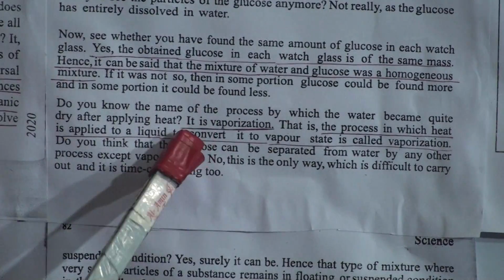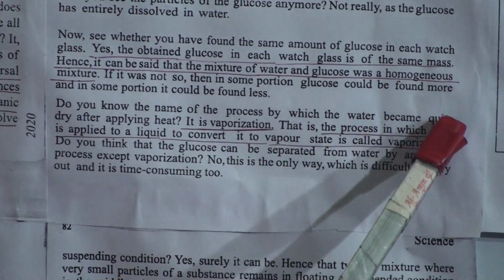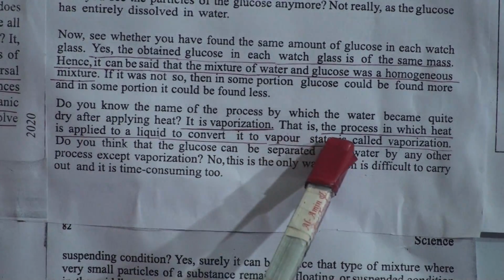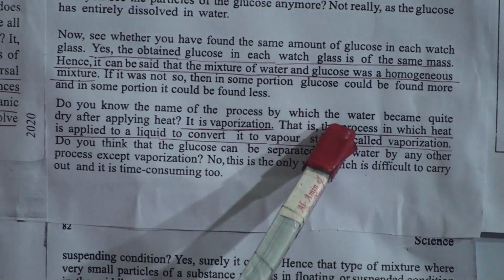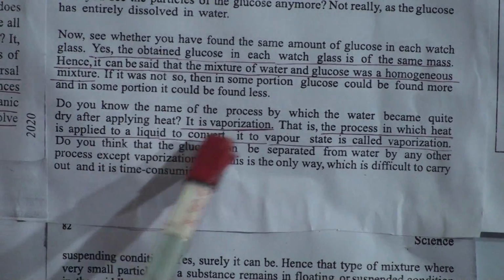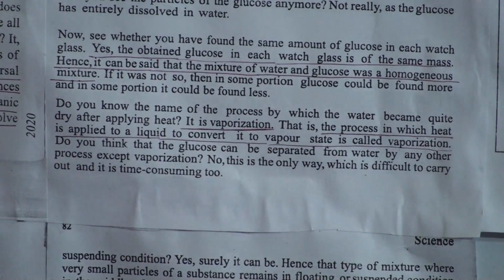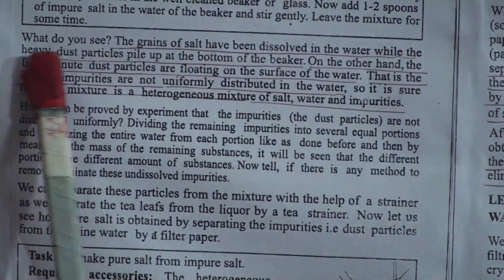What is vaporization? The process in which heat is applied to a liquid to convert it to vapor state is called vaporization. Again, I repeat: the process in which heat is applied to a liquid to convert it to vapor state is called vaporization.